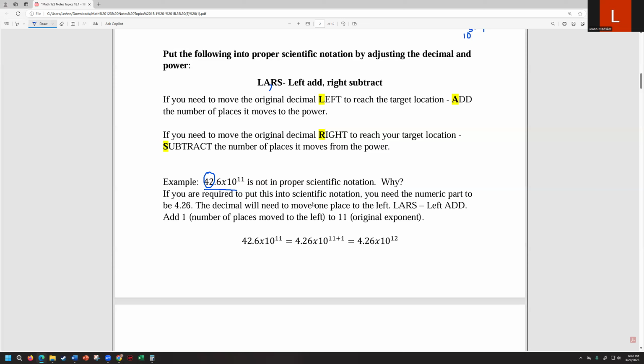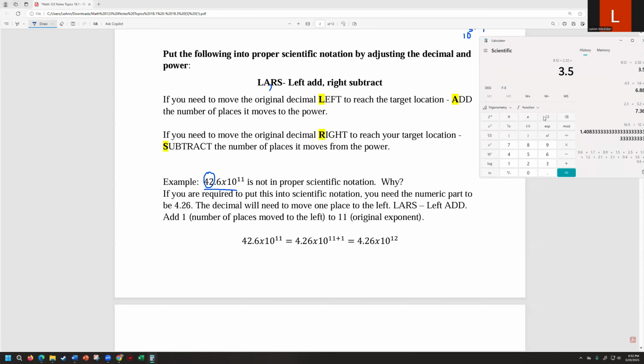If the decimal moves one place to the left, remember LARS tells us to add the number of places we moved, which was just 1, to the original exponent, which was 11. So notice I've shown my work down here. 42.6 times 10 to the 11th equals, notice I moved the decimal one place to the left. Now I have a single digit in front of my decimal. But to counter that, because this changes how many powers of 10 we would be multiplying by, we add 1 to the power. Okay, so that gives us a 12. To verify this, I'm going to take my calculator out and show you that 42.6 times 10 to the 11th is equivalent to 4.26 times 10 to the 12th.